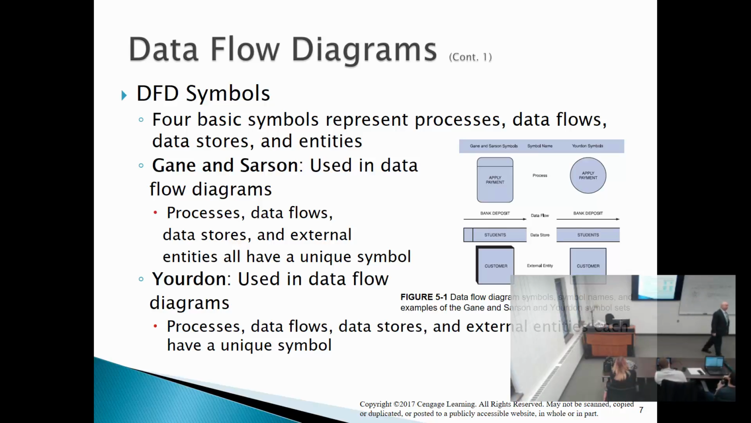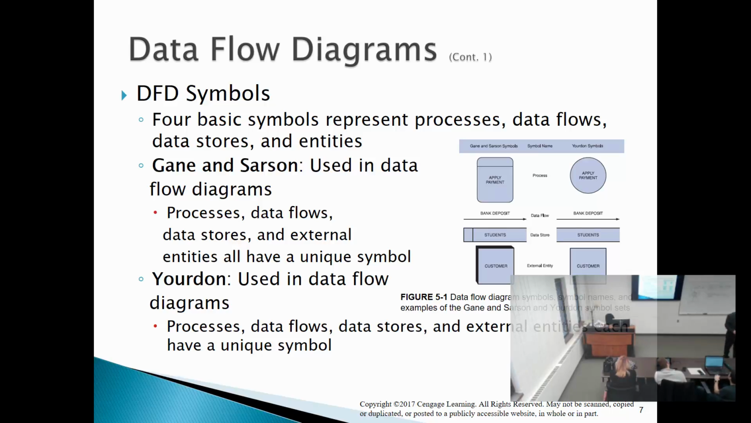So what's a process look like? A rectangle with rounded corners and a line across the top. And typically above the line, we will have the number of that DFD. So, for example, apply payment could be 2.1.3. Okay? The data flow, the line has an arrow on one end, only one end, and that indicates the flow of information in one direction.